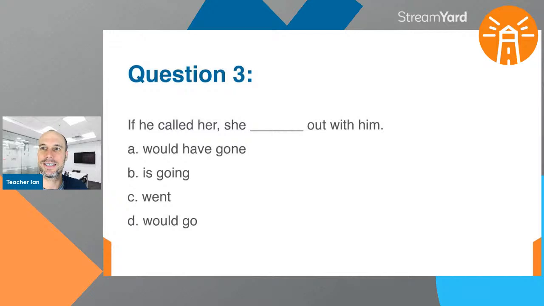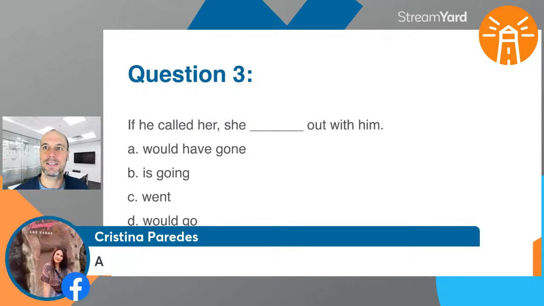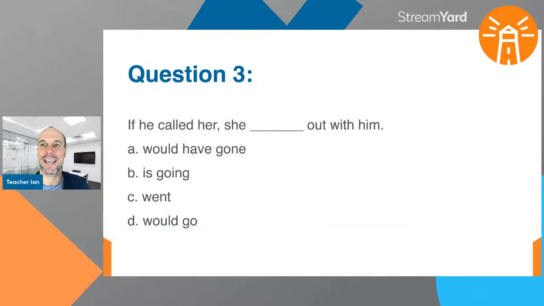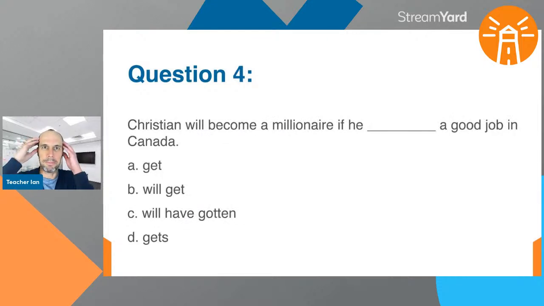All right, who said D? Barbara said D. Christina said A. Christian said B. Najmun, hey Najmun, you said D, you got it. Good guess, A. I understand why it's D. Does that make sense? This is the second conditional. If he called her, she would go out with him. So it's possible. It might happen. It's not something that's impossible because there still might be a chance that it happens. Whew, it's hurting my brain.